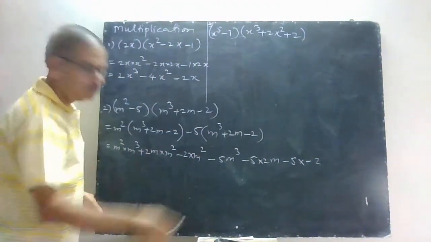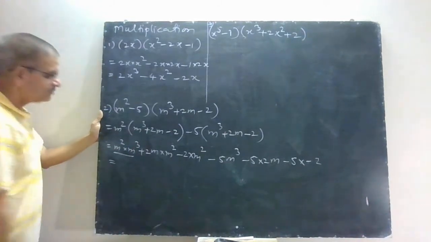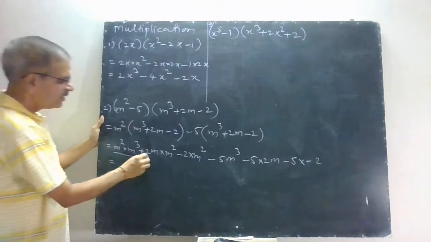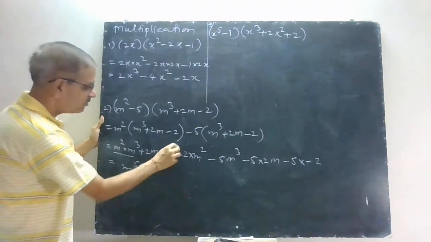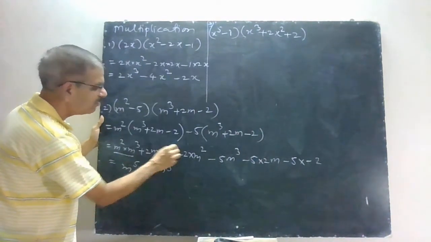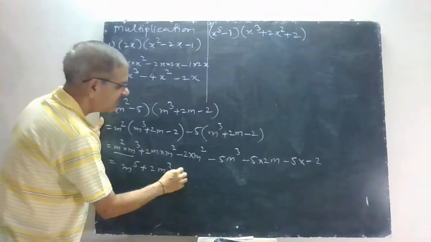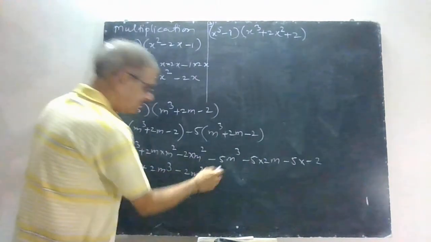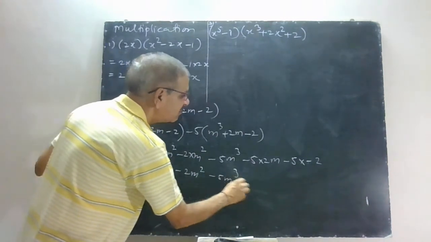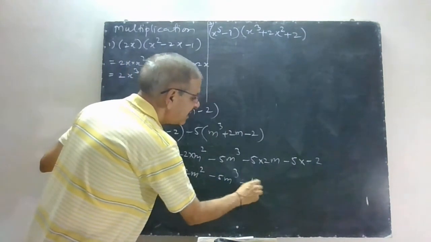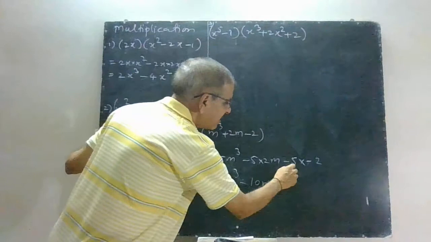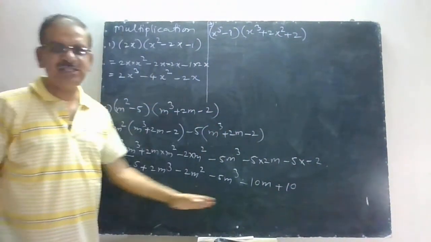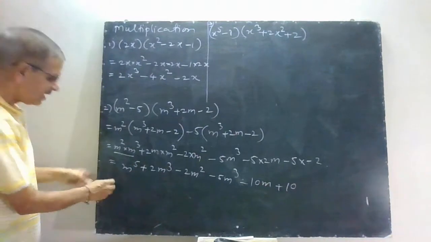Now do the further multiplication. m square into m cube gives you m raised to 5, see 2 plus 3 is 5. 2m into m square, that is 2m raised to 3, 1 plus 2, that is 3. Then minus 2m square, then minus 5m cube, minus 5 into 2, that is minus 10m, minus 5 into minus 2, that is plus 10. Now if further addition is possible, you can do it, otherwise this is your answer.